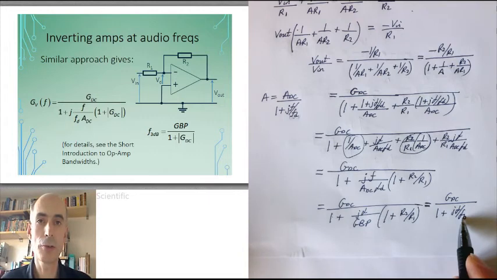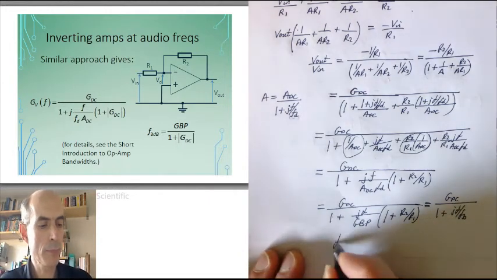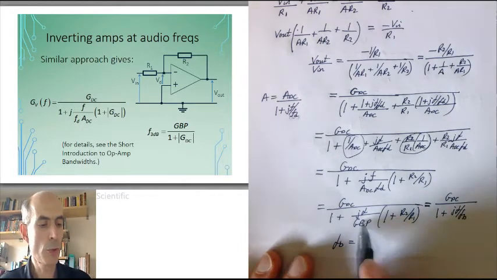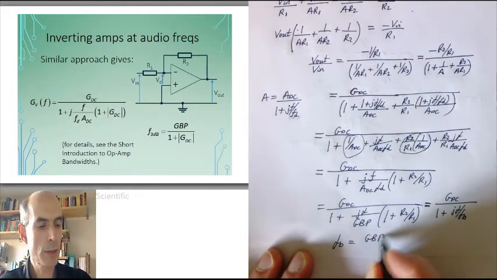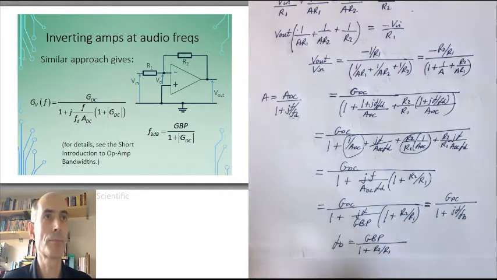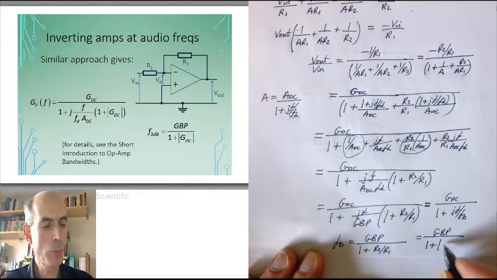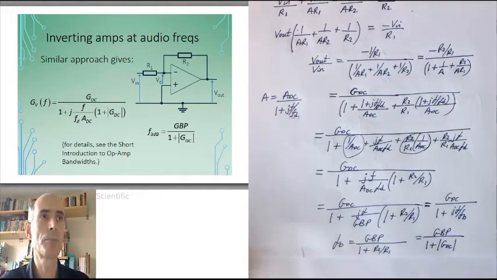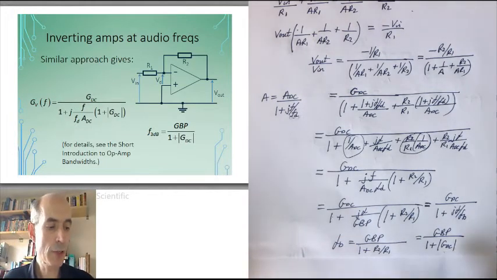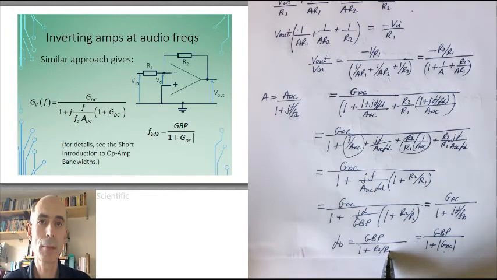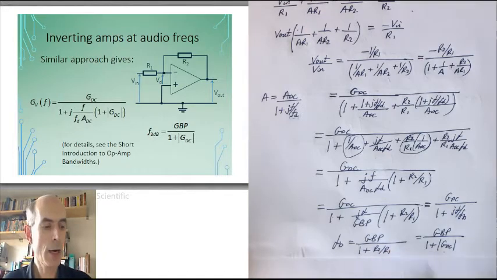This shows that in this case, for an inverting amplifier, the 3 dB bandwidth is equal to the gain bandwidth product divided by 1 plus R2 over R1, which is usually written as the gain bandwidth product divided by 1 plus the modulus of the gain at DC. The gain at DC is actually minus R2 over R1, so the modulus of the gain is plus R2 over R1. And we get this formula here.